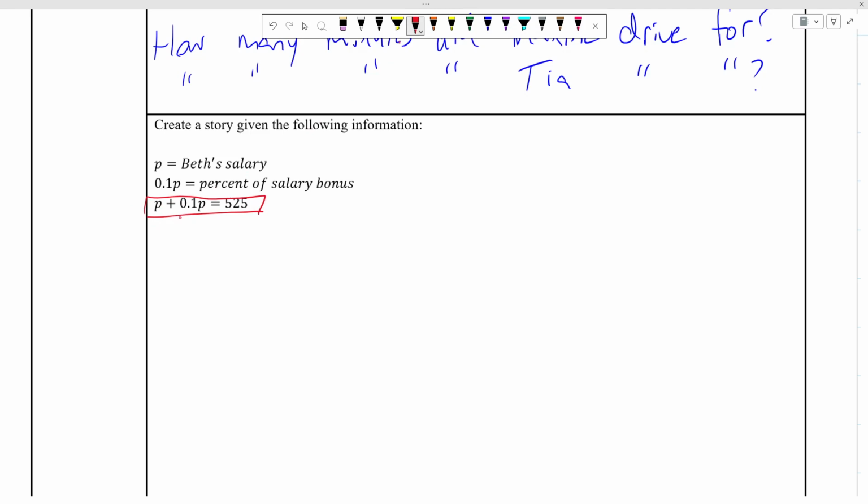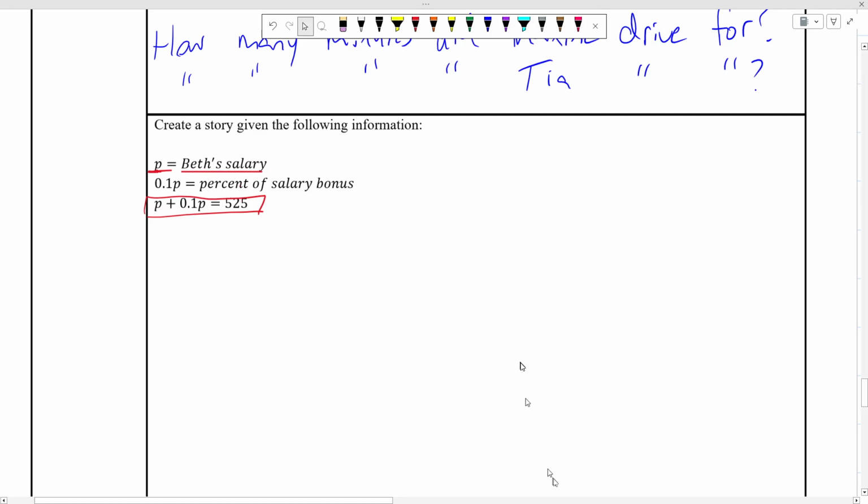Perfect. Okay. But these letters and numbers, this symbology, these variables mean nothing to me without context. I've got to have some context here. And luckily it does give me some context. It tells me what this variable represents. It tells me that this here is Beth's salary. Okay, I like the sound of that.